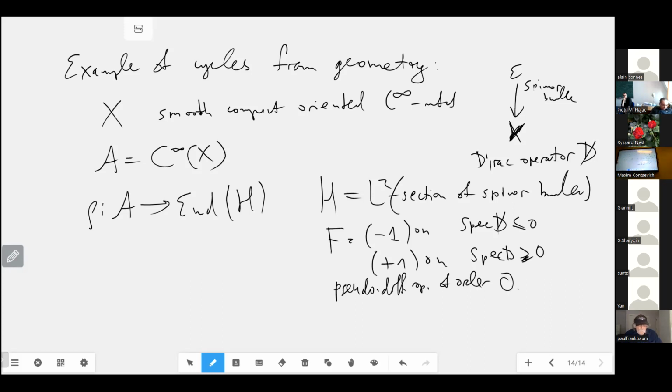And the claim is that if you take a commutator with the pseudo differential algebra acting by multiplication on sections of your bundle, you automatically get pseudo differential operators of order minus one. So if you take a large power, it will be a trace class operator. So you get these cycles automatically. And the claim is that you restore usual integration. You get the usual integration of forms over all fundamental cycles.